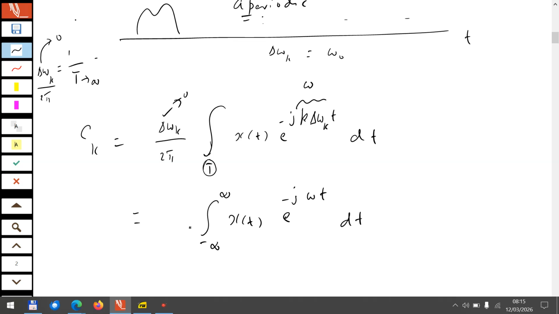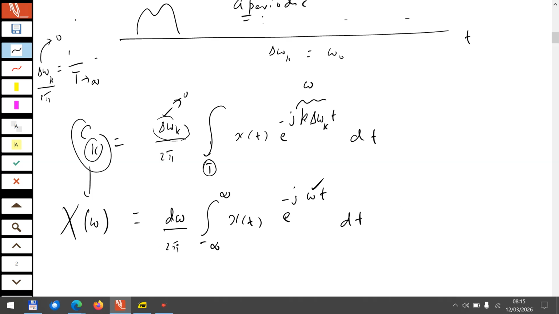And what do we get here? This will become a differential, d omega divided by 2 pi. This will be my new thing, right? So of course I cannot call it Ck anymore. Whatever I call it will not be a function of k, but a function of omega. It will be some function of omega. Let's use capital X for that.